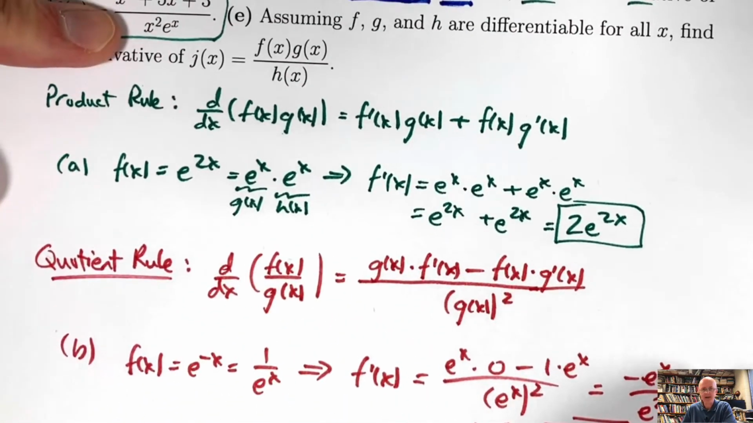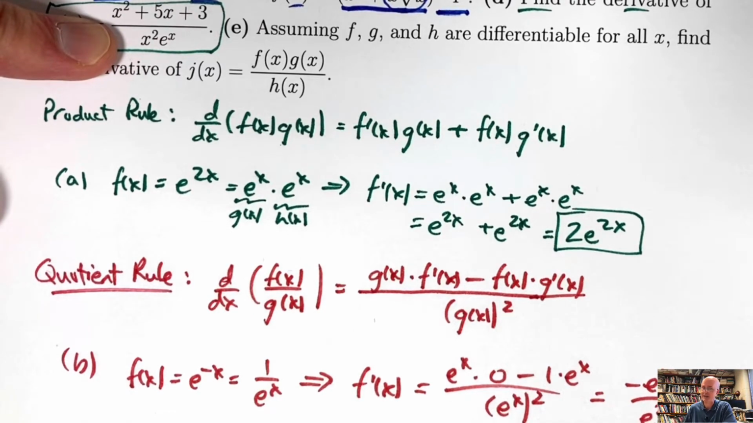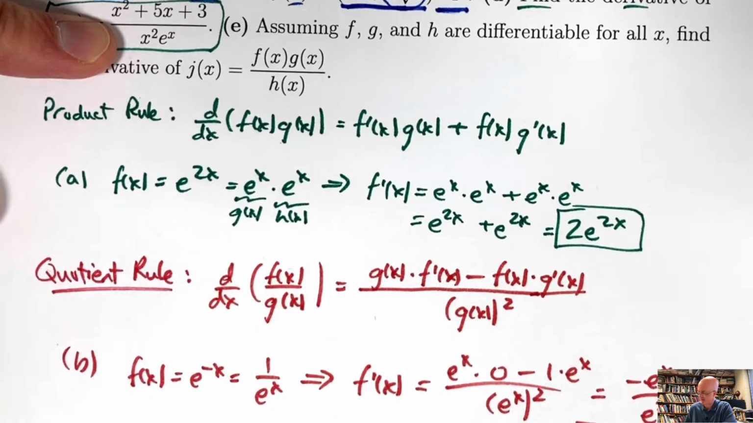To take the derivative of x squared times e to the x, I need the product rule. I need the product rule within the quotient rule here. Okay, so it can get really tricky, but again, it's amazing that all this works.